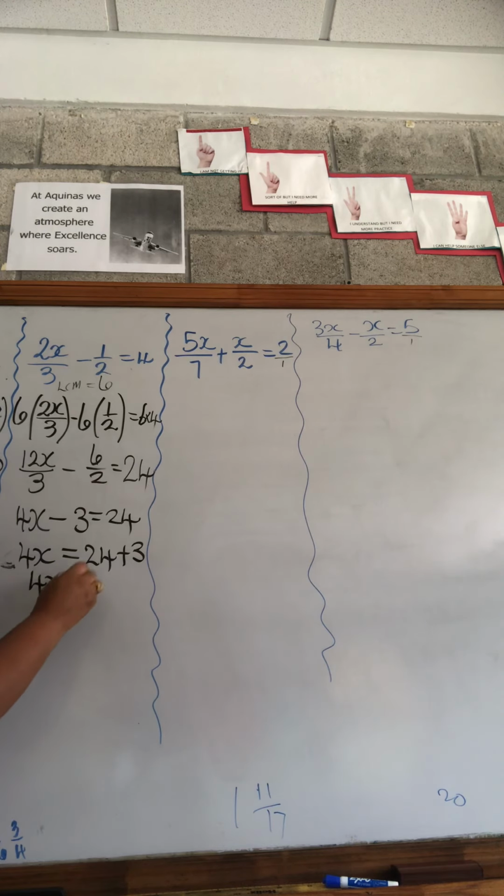So 4x will be equal to, and when we divide by 4, 4 goes into 27, 6 times, remainder 3.